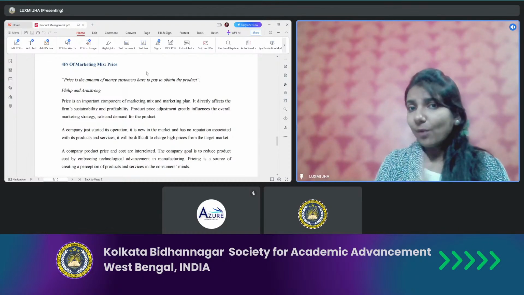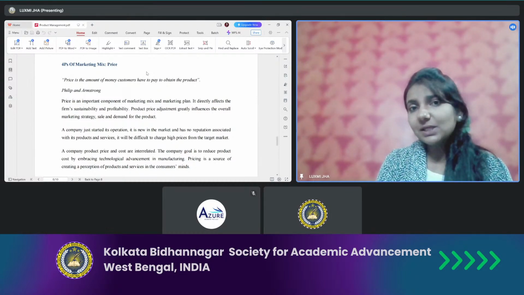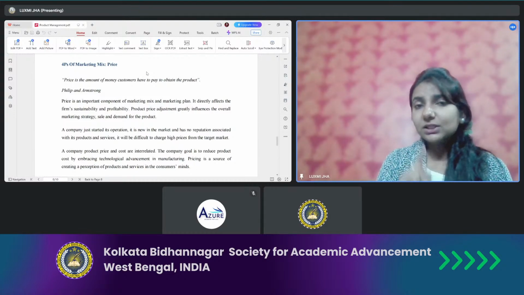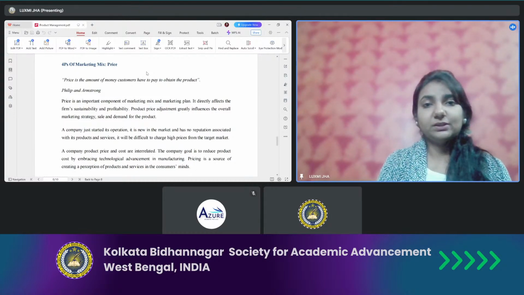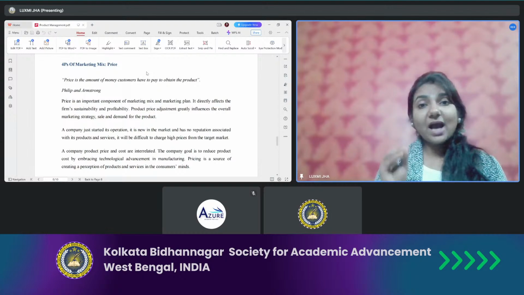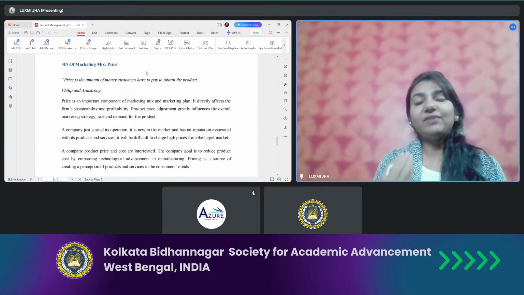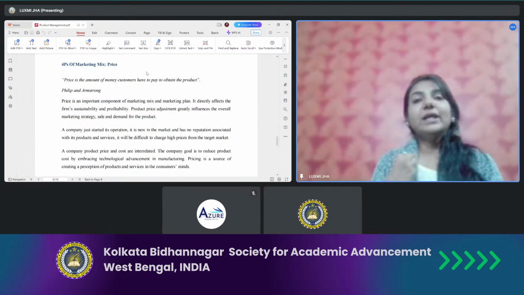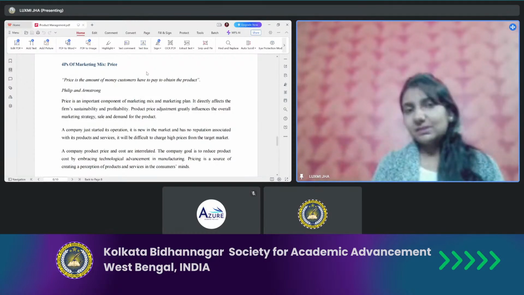But the same bottle of shampoo at 500 rupees, if it is sold in the rural market, the consumers won't be able to afford it. The reason is that most of them are daily wage earners. They have income on a weekly or daily basis.